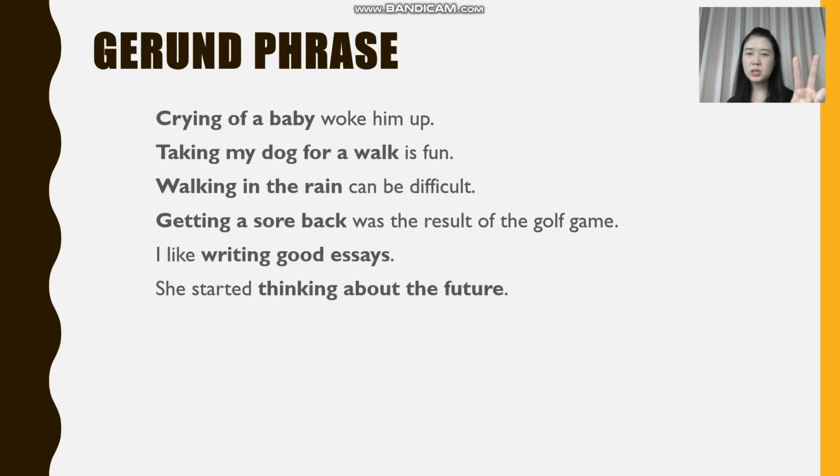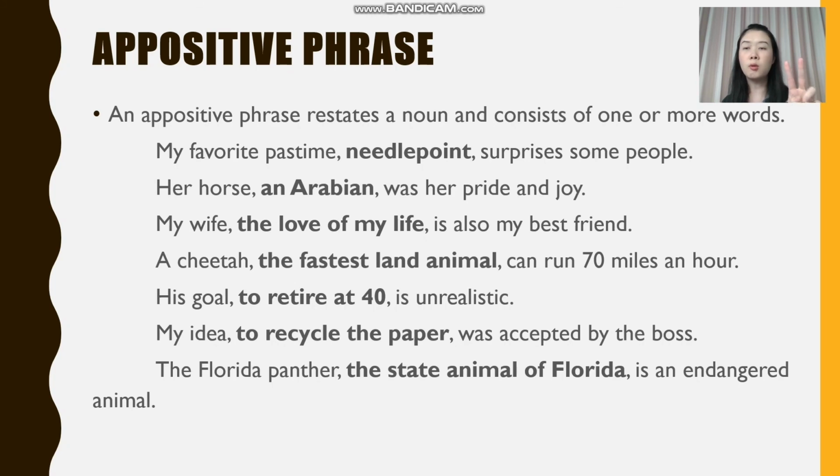But for the last 2 sentences, I like something. "Writing good essays," that is the object of this sentence. Or she started what? "Thinking about the future." So it acts as the noun, right? It can be the object of this sentence. So it's totally different if you compare gerund phrase and participial phrase. Okay, we have 2 more to go.